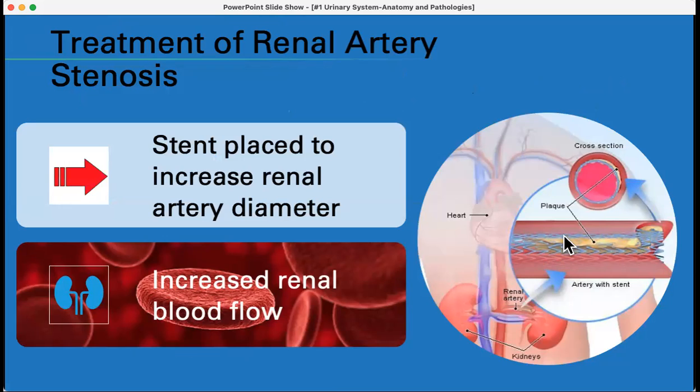Here, this is a stent coming in, opening it up, and that increases the renal blood flow.